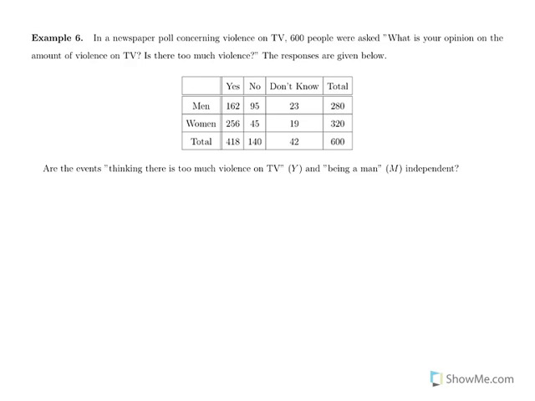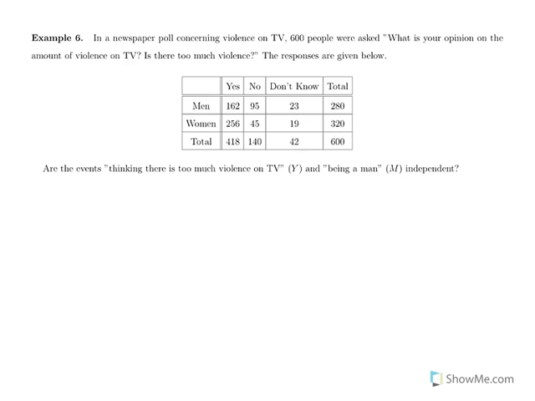First one is this newspaper poll about violence on TV we looked at in the previous video. 600 people are asked, what is your opinion on the amount of violence on TV? Is there too much violence? Yes, no, I don't know. And the results of the survey are broken down between men and women. So we looked at this, looking at conditional probabilities.